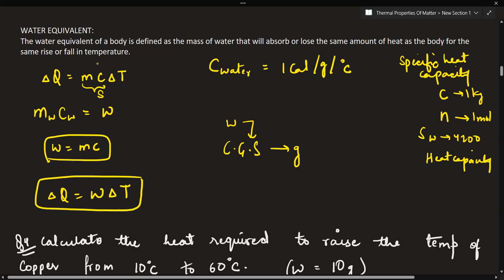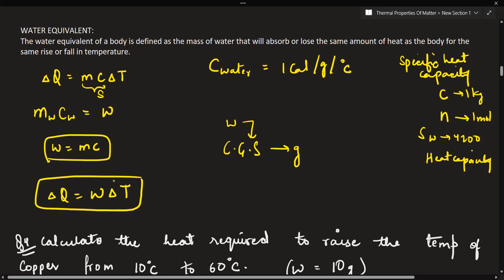Now, if that substance I'm referring to is water, then the constant that I'll be getting, that S, is given another name, the water equivalent. Just like in the previous case, MC was S, now MC will be equal to W. W is the representation of water equivalent. The water equivalent of a body is defined as the mass of water that will absorb or lose the same amount of heat as the body for the same rise or fall in temperature.